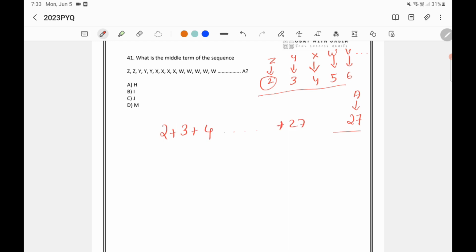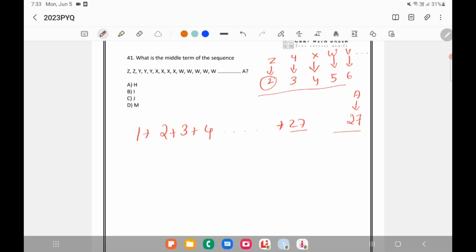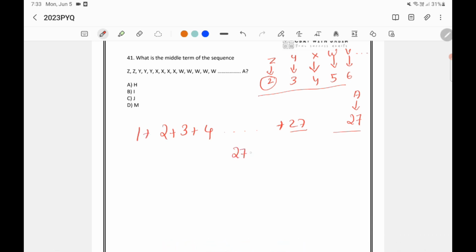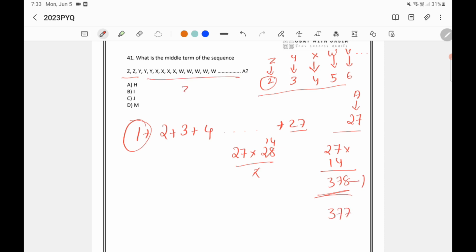Now we know that the sum of the first n natural numbers is n into n plus 1 by 2. Actually you can use that formula. So here n is 27, but that is the first n numbers, meaning it starts from 1. So it will be 27 into 27 plus 1, which is 28, by 2, so that is 14. So 27 into 14 is 378. But we don't need to use 1, because this starts from 2, so we need to subtract 1 here. So the total number of terms here will be 377.